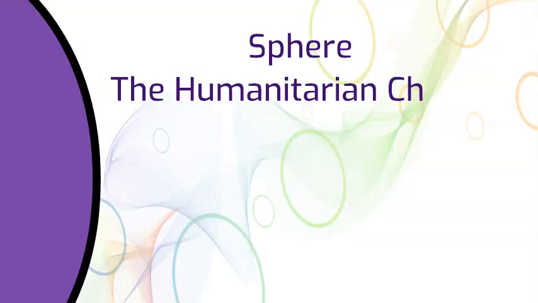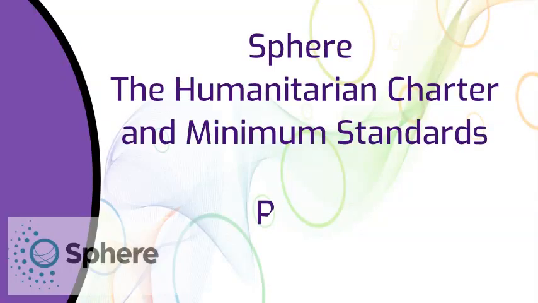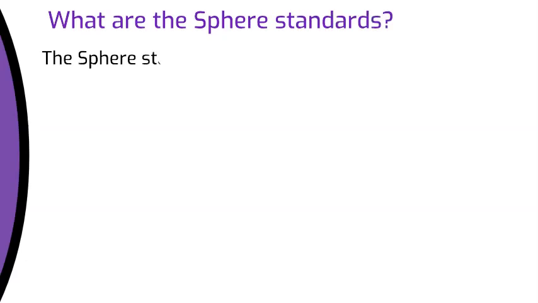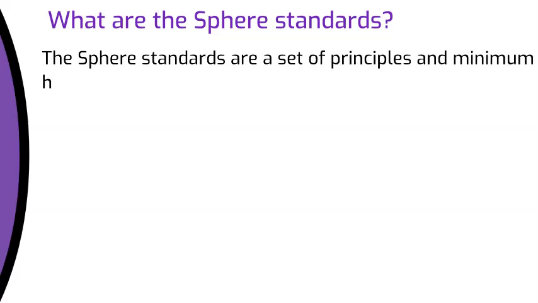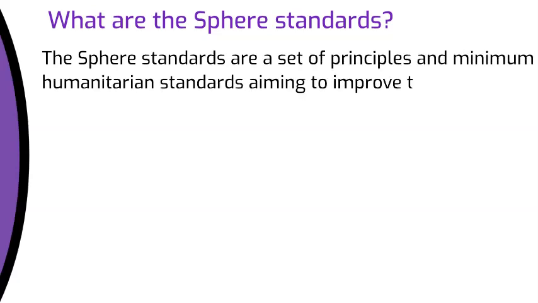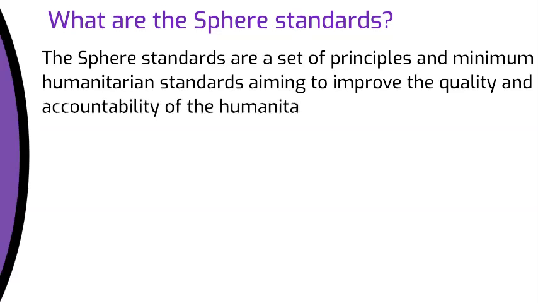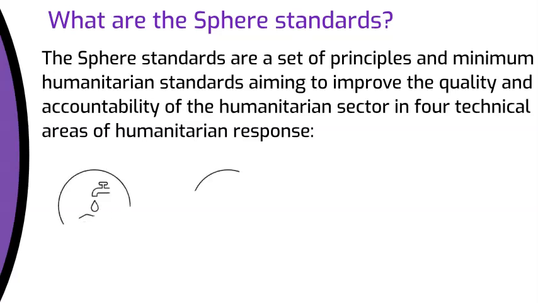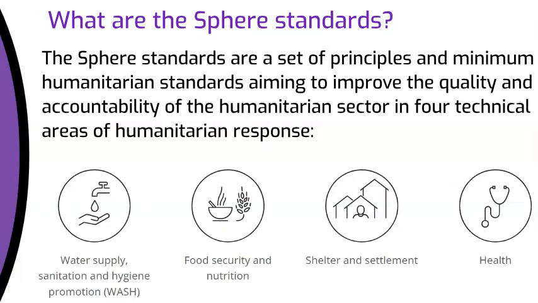Sphere, the Humanitarian Charter and Minimum Standards. Part 2. What are the Sphere Standards? As mentioned in presentation Part 1, the Sphere Standards are a set of principles and minimum humanitarian standards aiming to improve the quality and accountability of the humanitarian sector in four technical areas of humanitarian response: water supply, sanitation and hygiene promotion, food security and nutrition, shelter and settlement, and health.